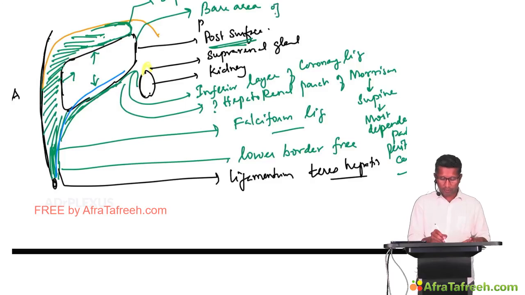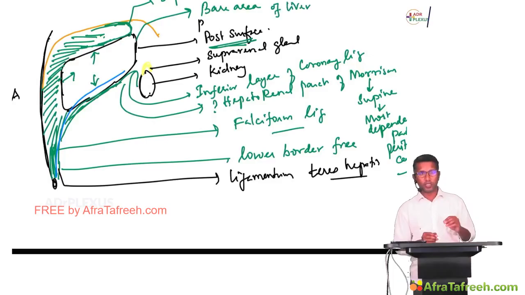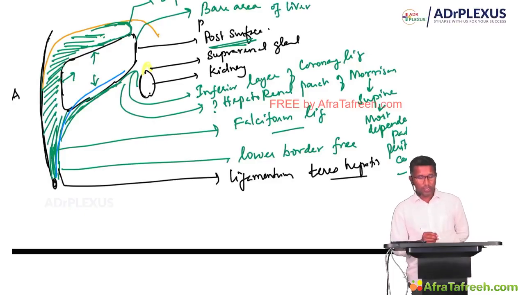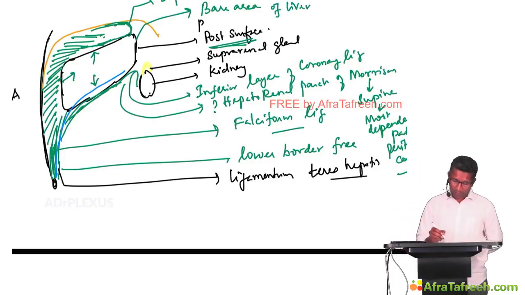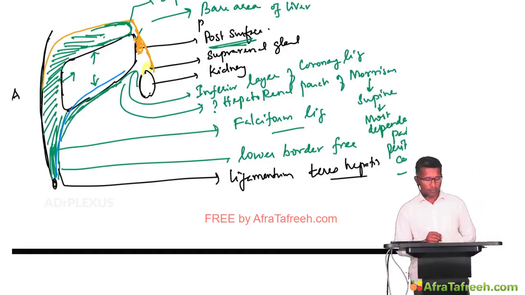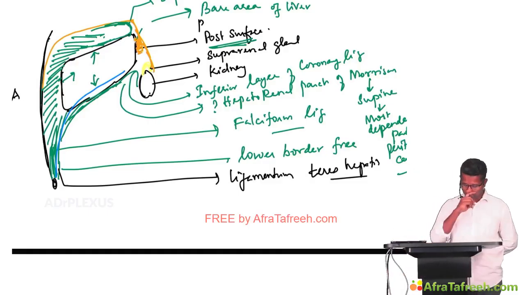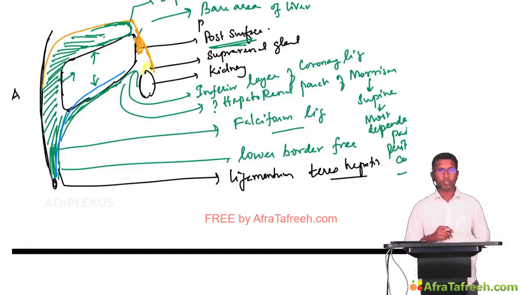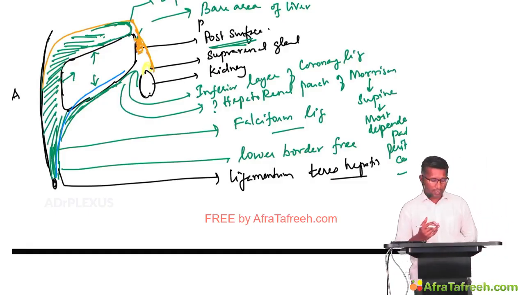So where is the bare area of the liver located? It is located on the posterior surface, and it is not covered by the peritoneum, and this part comes in contact with the diaphragm. So this is the diaphragm, and this diaphragm comes in contact with the posterior surface of the liver. This is called the bare area of the liver.